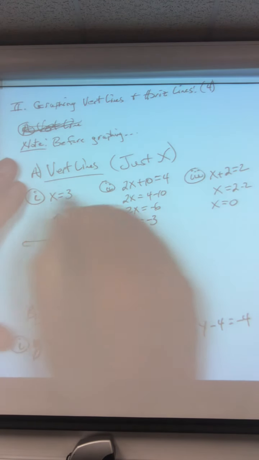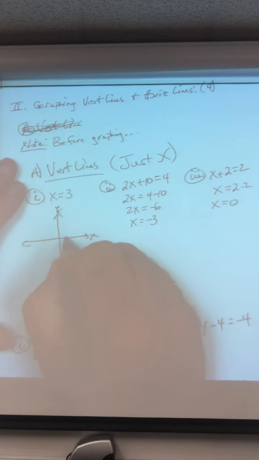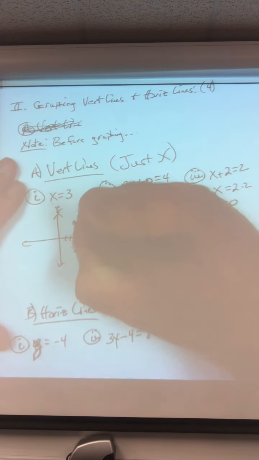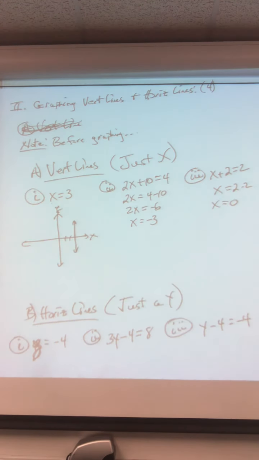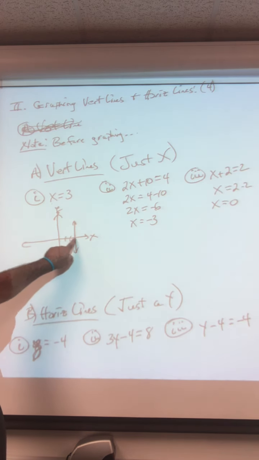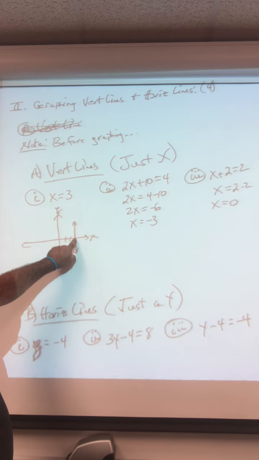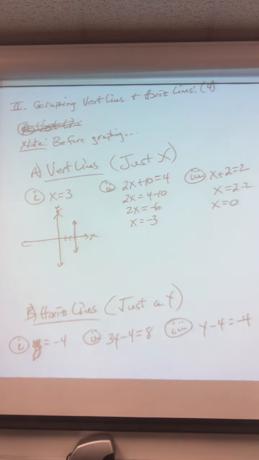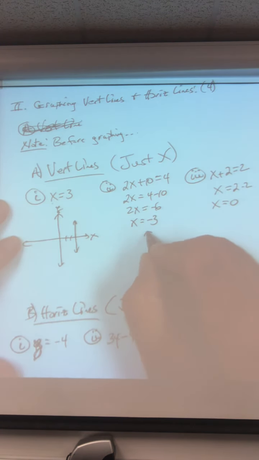Here's all you do to graph x equals 3. You come over to where x is 3, which is right here, and draw a vertical line. And there's your graph. Now, when you do it on the computer, you're going to have to plot points. So you'll come over here and click and put a point, go up one, click and put a point, and it'll draw your line. Okay? Now, let's graph this one.